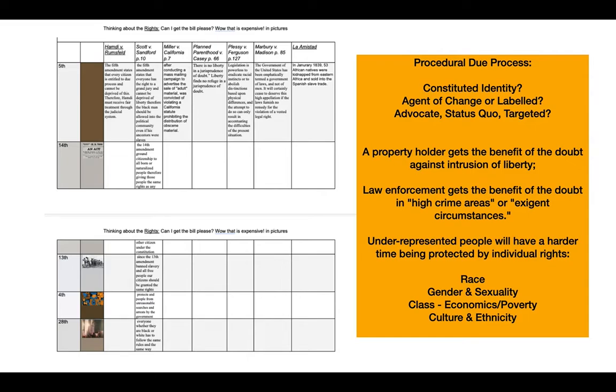This goes the same for a lot of people, right? The Constitution is written for property holders. And so if you're not a property holder, then you're not going to get the benefit of the doubt. You're going to be suspect. You're going to be reasonably suspicious.